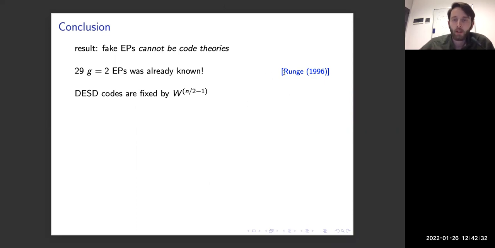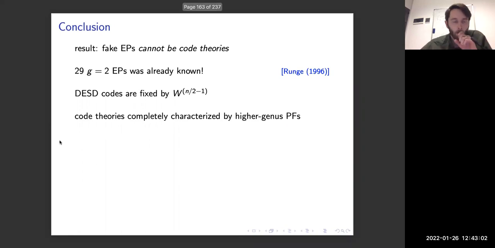Now, this paper also has another very interesting observation, which is that if you go to high enough weight, the enumerator polynomial will completely fix the code. In other words, you can just read off the code words from the degeneracies of various terms. Now, the weight for a doubly even self-dual code is n/2. So for the c equals 24 code, you need to go to weight 11. That's obviously much higher than you can do in practice. But the conclusion is that code theories are completely characterized by higher genus partition functions.